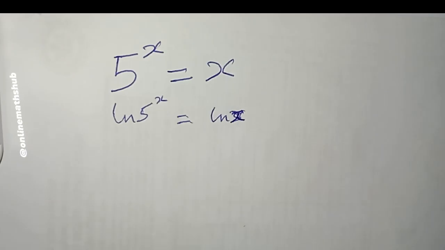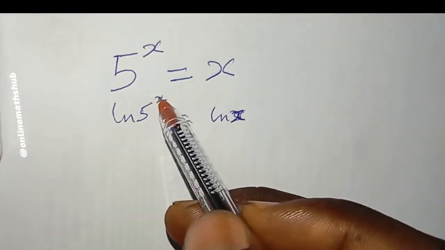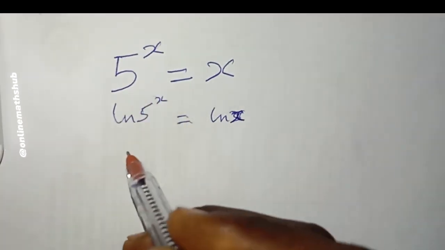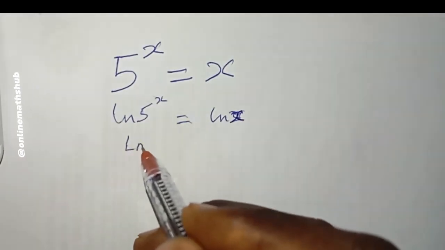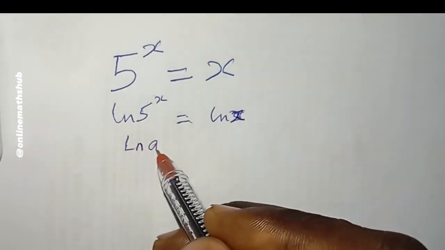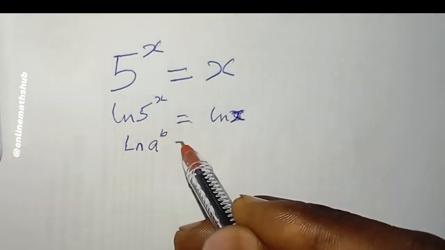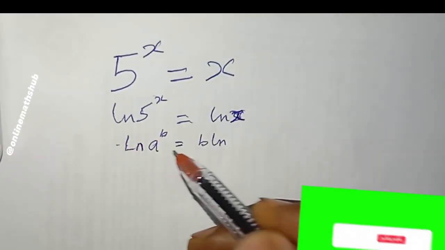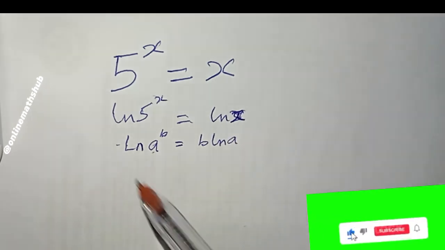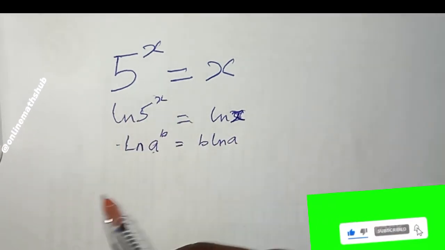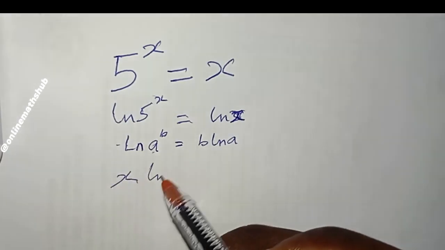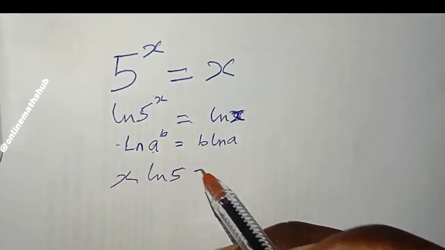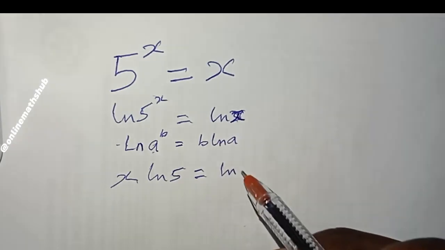The next thing we want to do is to bring down this x. One of the properties of a natural log: if you have natural log of a base b, you can bring down this b, and then you have b multiplied by the natural log of a. So if I apply that here, this equation now changes to x multiplied by the natural log of 5 is equal to the natural log of x.